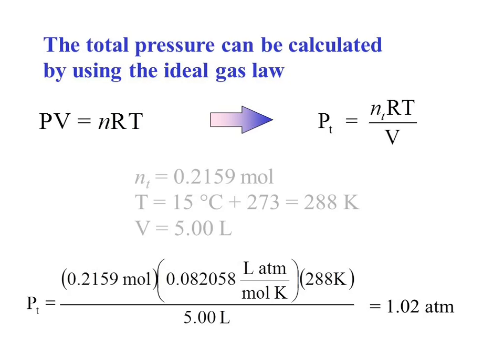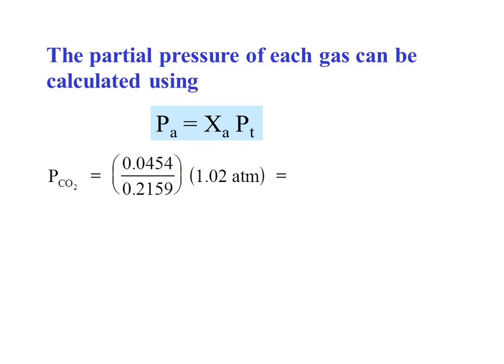But to get to the partial pressure of each of the components, now we're going to use that relationship from a little bit ago. The partial pressure of a component is equal to its mole fraction times the total pressure. Okay? So, picking on carbon dioxide, the mole fraction for carbon dioxide is the moles we got, 0.0454, divided by the total number of moles, 0.2159, times the total pressure, which we just came up with. Rounding it to 3 sig figs, partial pressure is 0.214 atmospheres.